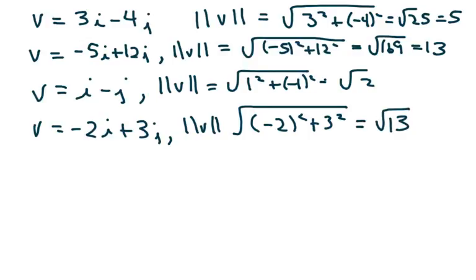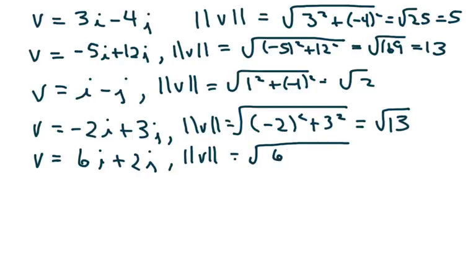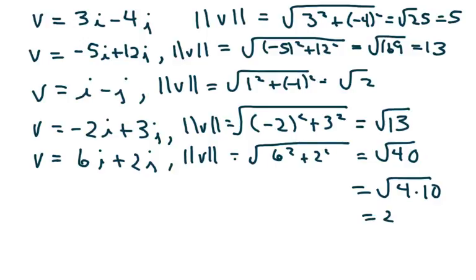And let's do one more. We have 6i plus 2j, and to take the magnitude of that, we get 6 squared plus 2 squared, which equals the square root of 40, which, recall, can be written as the square root of 4 times 10, which equals 2 square root of 10.